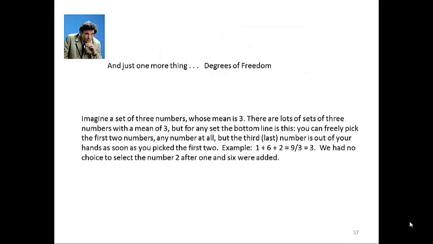And just one more thing. Degrees of freedom. Imagine a set of 3 numbers whose mean is 3. There are lots of sets of 3 numbers that have a mean of 3. But for any set, the bottom line is this. You can freely pick the first 2 numbers, any number at all. But the third and last number is out of your hands as soon as you pick the first 2. For example, 1 plus 6 plus 2 is 9, and the mean is 3. We had no choice to select the number 2 after 1 and 6 were added.